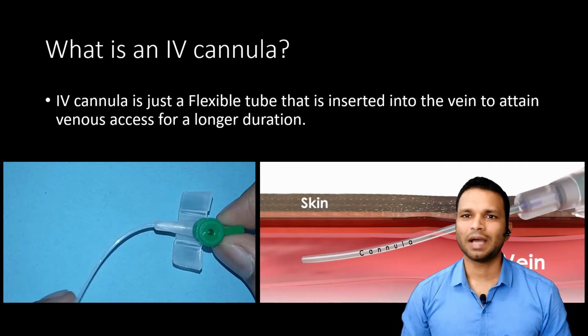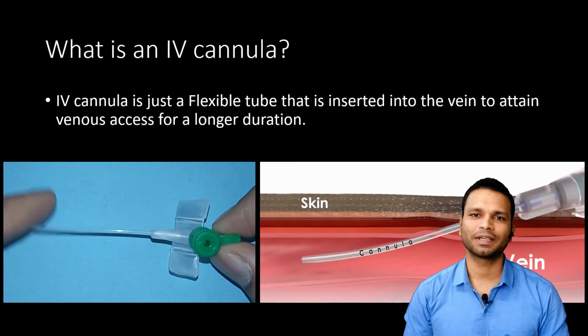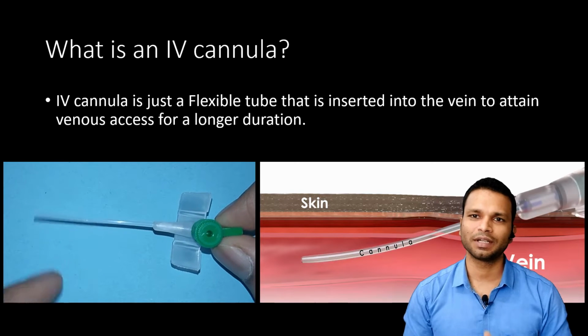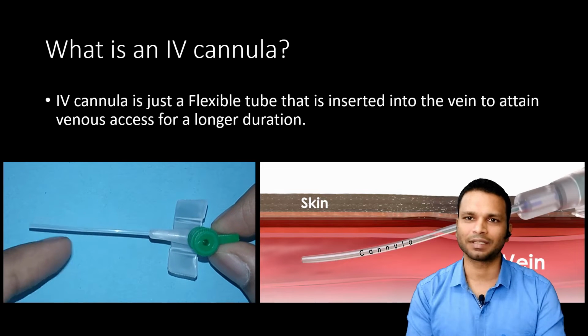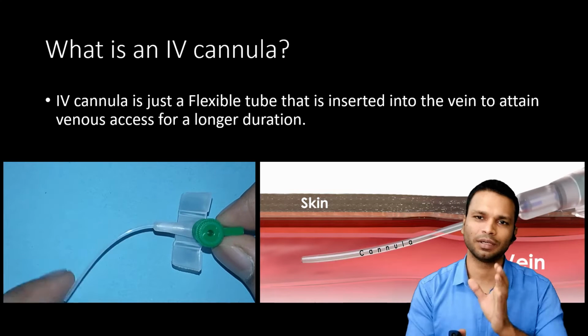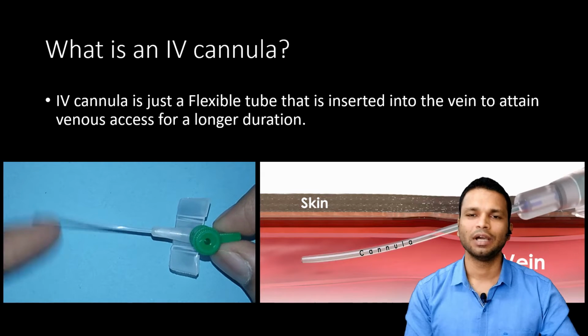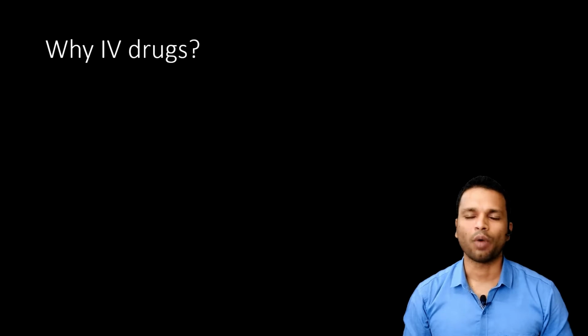So what is an IV cannula? Now, an IV cannula is just a flexible tube which is inserted into the vein so that it doesn't damage the vein as it is flexible, and using this flexible tube you can administer drugs directly into the blood. Now, why do we need to administer IV drugs?